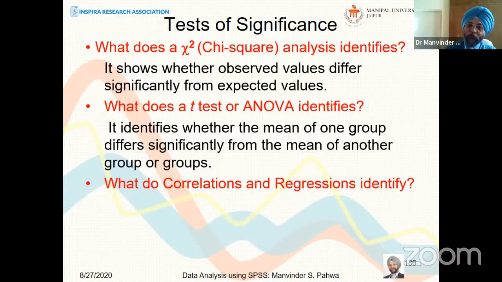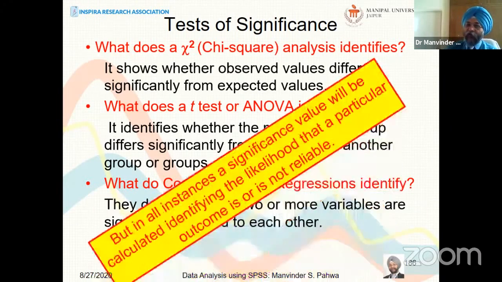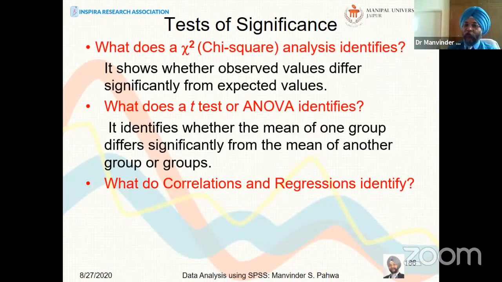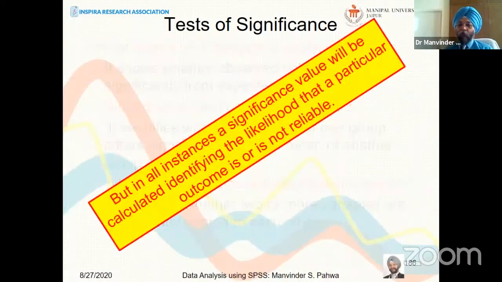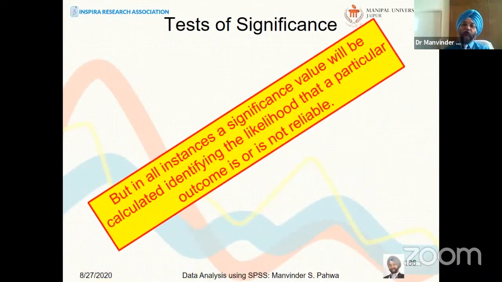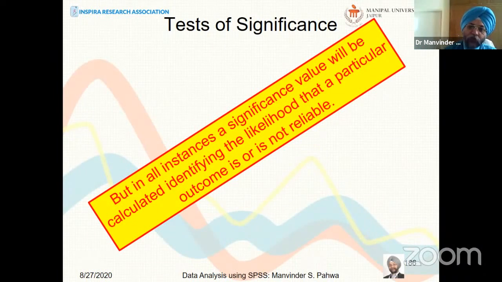So what do correlation and regression identify? They identify the relationship, and in regression we sometimes also forecast the results. But in all instances a significance value will be calculated, identifying the likelihood that a particular outcome is reliable or not.